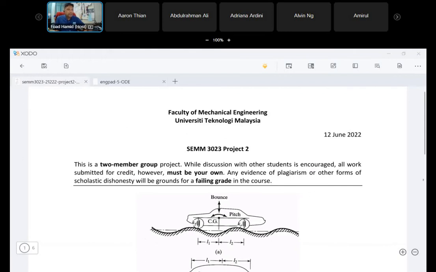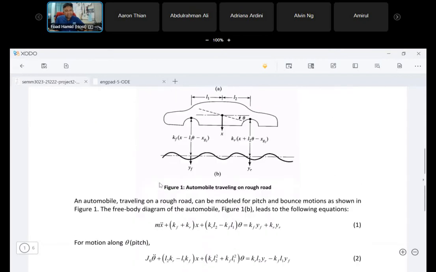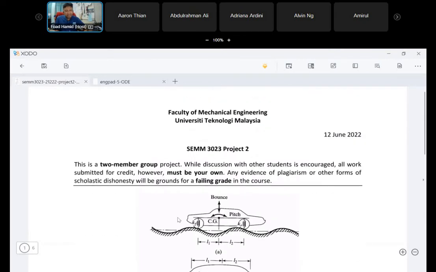Okay, so let's look at the project again. Again, it is a 2-member project. If you try to do it on your own, I think it will not work. It will not work. Especially if you are not a good student. So this is the problem.